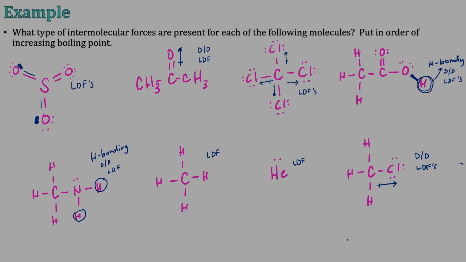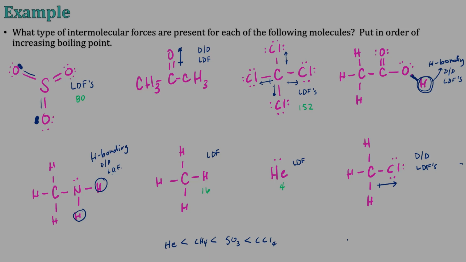All right, and then if I look at these and I want to put them in order of increasing boiling point, then I need to look at their masses. So I'm just going to quickly calculate the masses. So this would be 35 and 70, 140. So this is 152. Helium is 4. Methane is 16. This would be 80. All right, so that means that the ones with only LDFs will probably have the lowest. So helium would come first, and then we would have methane, and then we would have SO3 and carbon tetrachloride.